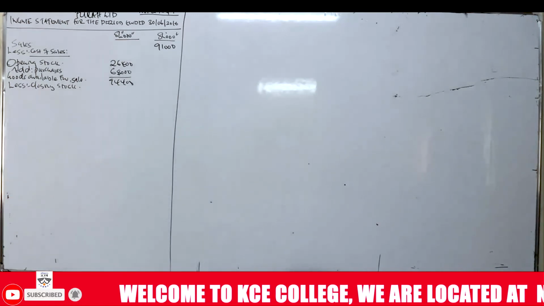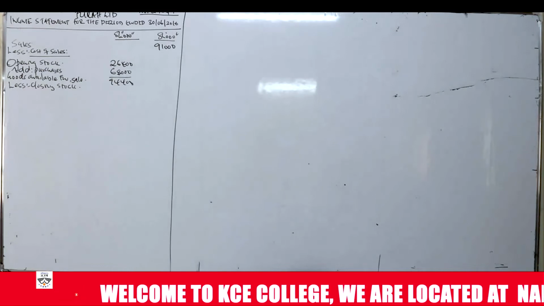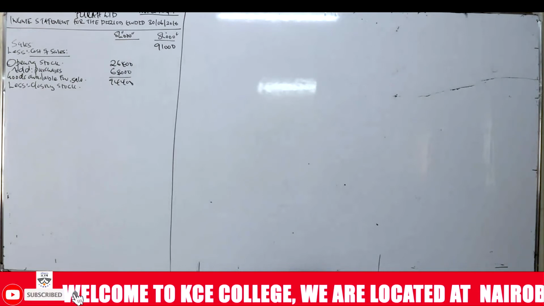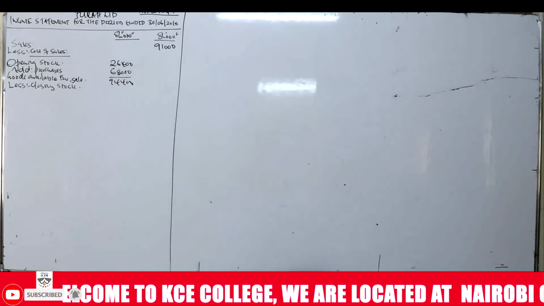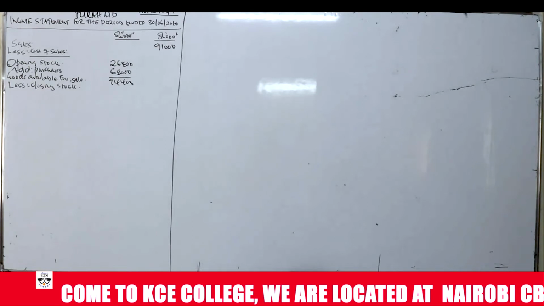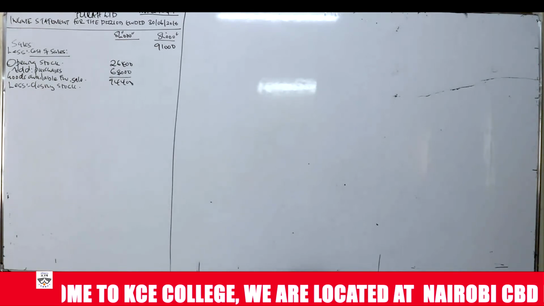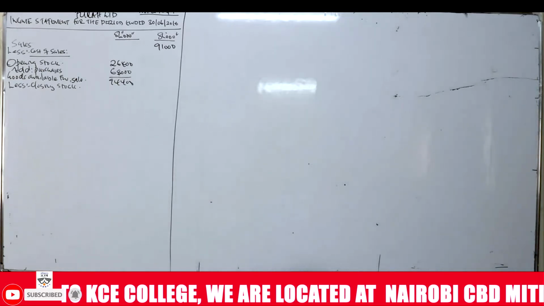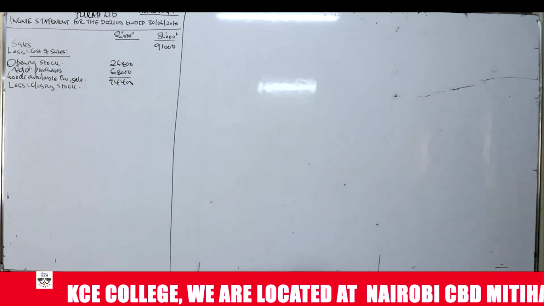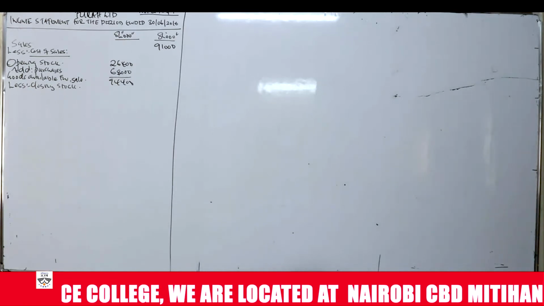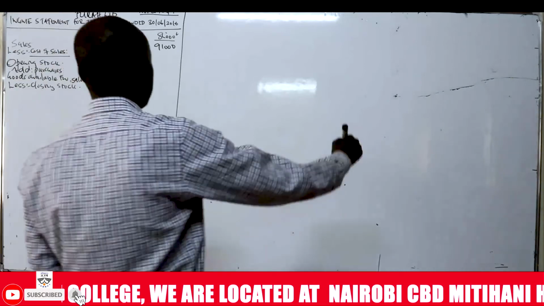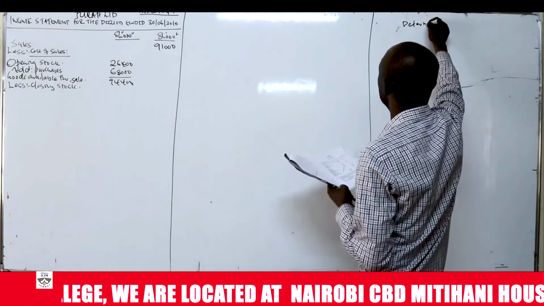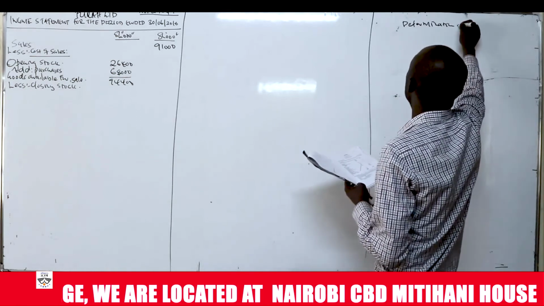Closing stock. Do you have closing stock? They have given us closing stock. We have the closing stock value. Addition for number one, isn't it? So here we can determine the value of closing stock. Determination of closing stock.